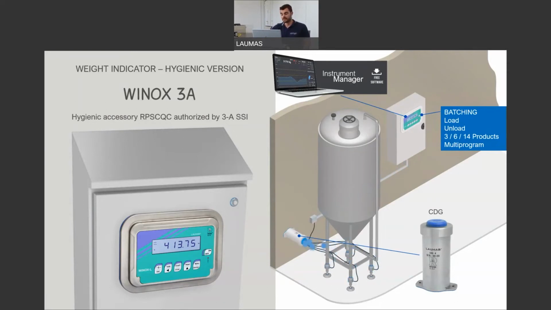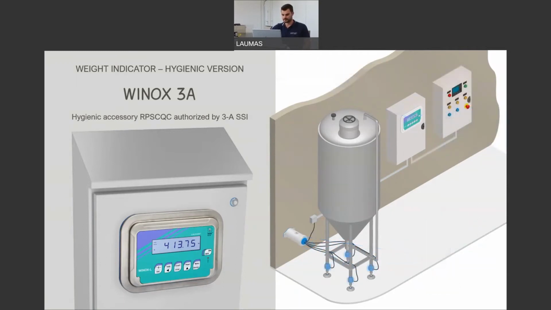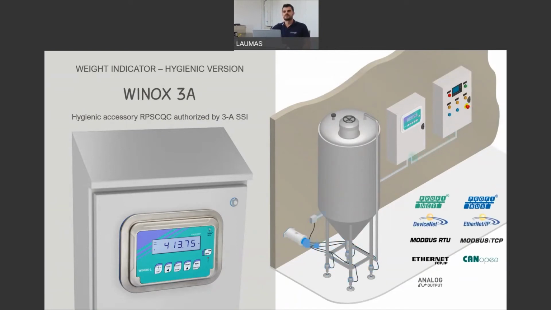always through the RS485. In this slide, you can see a system where we have 4 FLC 3A approved load cells connected in parallel to our CDG junction box, always 3A approved, and then going inside our indicator, WEnox. Also, for our WEnox indicator, we have all the field buses available, always in order to transmit the weight and any other useful data to any kind of PLC.